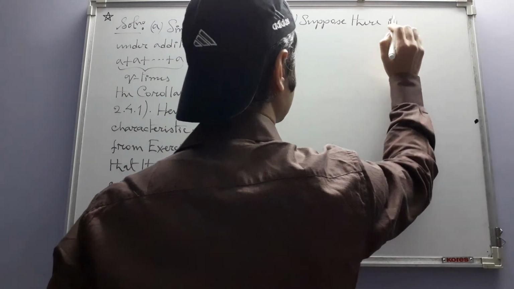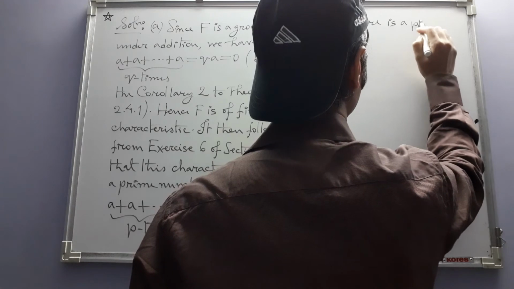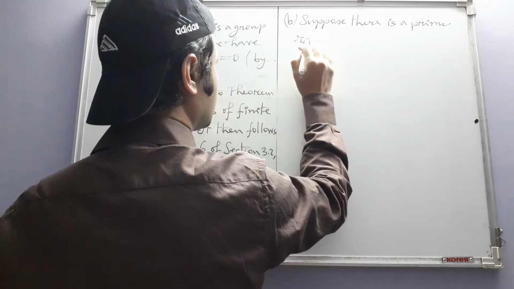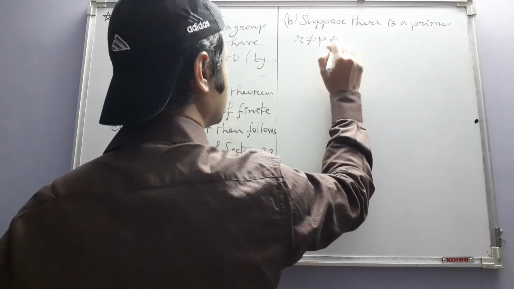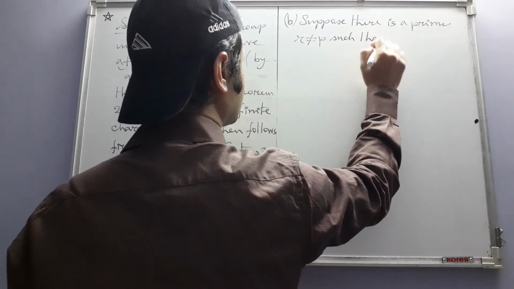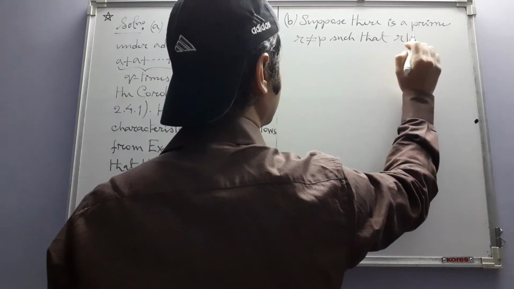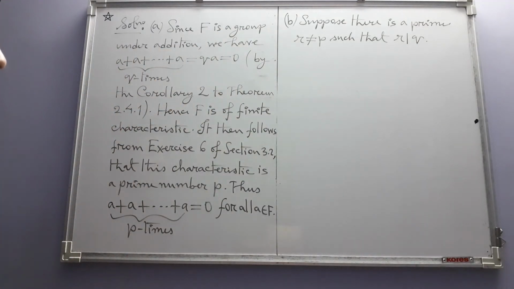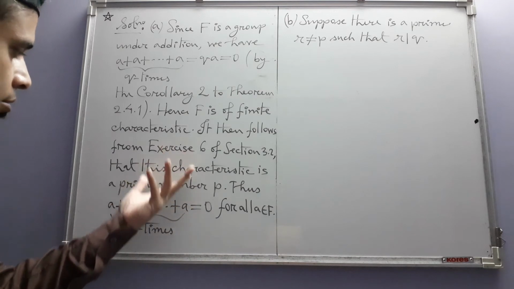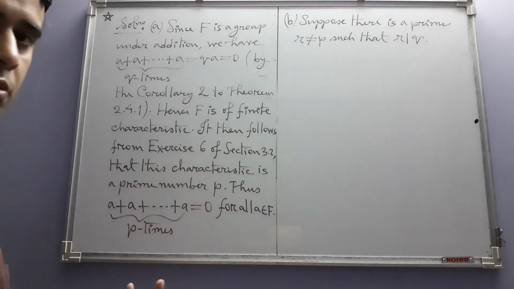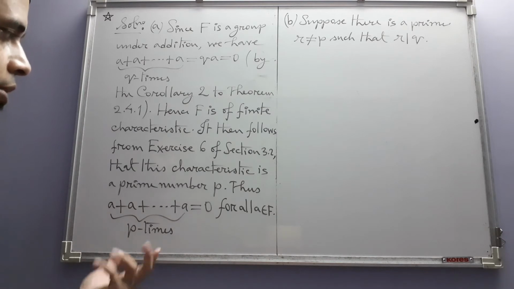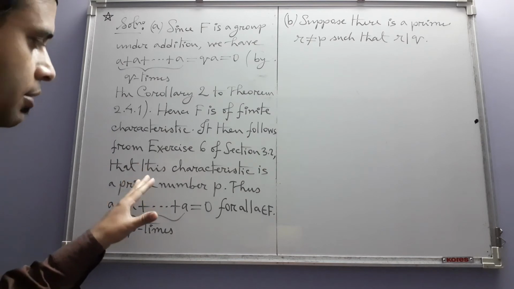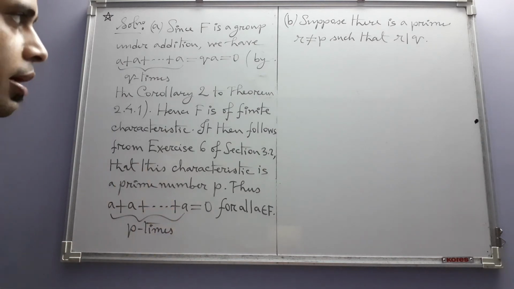Suppose there is a prime r not equal to p such that r also divides q, just like p. R also divides q, and in this entire thing p of course divides q. That follows from ring theory itself. I mean, whatever we did there with characteristic, there itself you can see that.